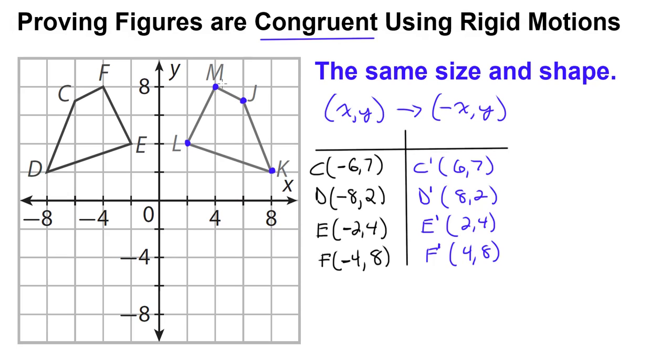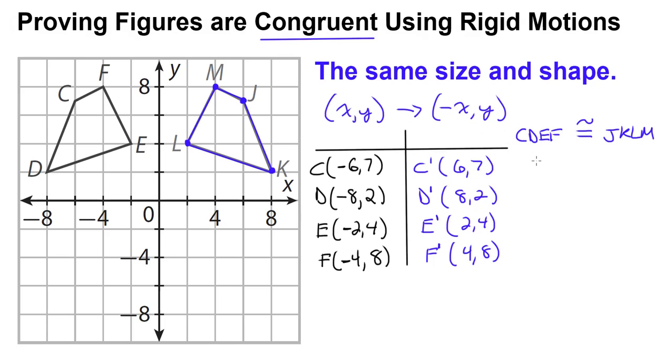And so we see that if we reflect quadrilateral CDEF across the y-axis, it maps perfectly with quadrilateral JKLM. So we have just used the rigid motion of reflection to prove that these two quadrilaterals are congruent to each other. And so the way I would write that is quadrilateral CDEF is congruent to quadrilateral JKLM.